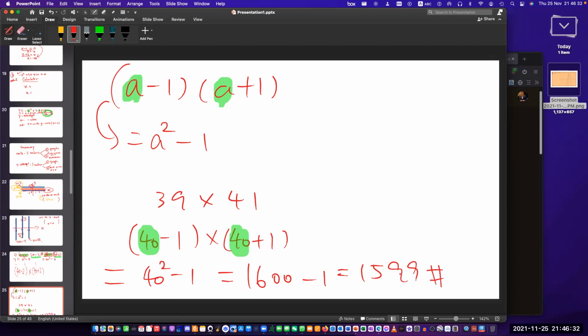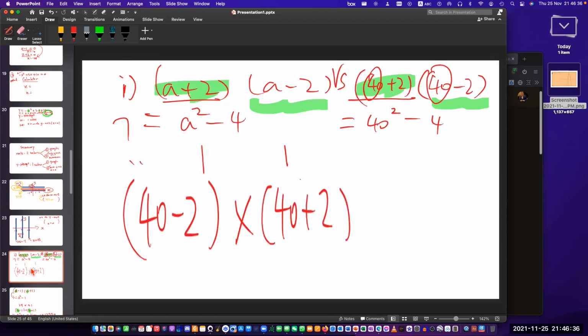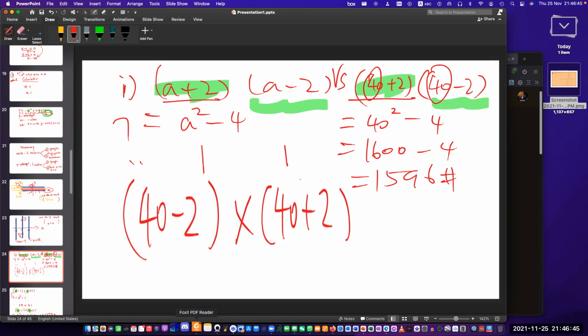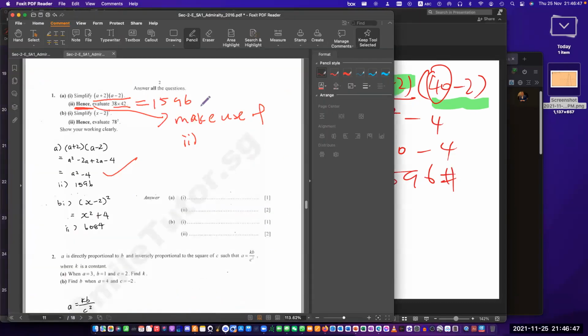Yes. So if I do the question just now, let me continue from here. 40 squared is 1600 minus 4, so you should have 1596. I think your calculator also shows you 1596, right? Yeah. So that's how I can figure out the answer without using a calculator.